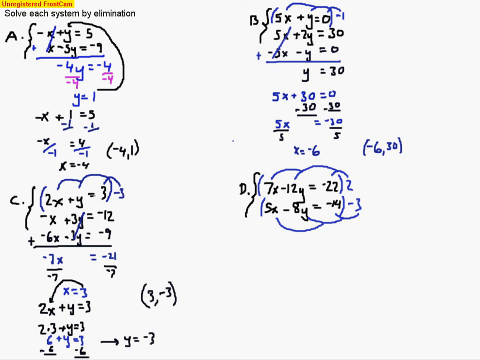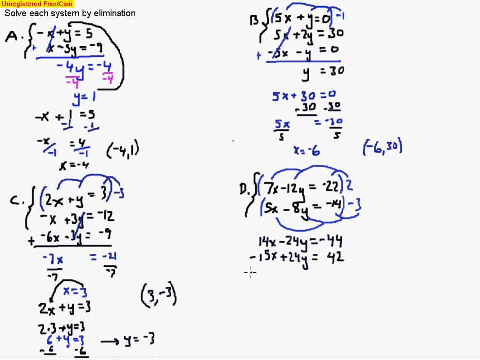Top equation. We'll rewrite right here. So this is going to become 14x minus 24y equals -44. That's what I get when I multiply that top one by 2. Bottom one by -3. Let's see what we get. -15x positive 24y equals, and multiplying this, that makes a 42, and it's a positive 42.